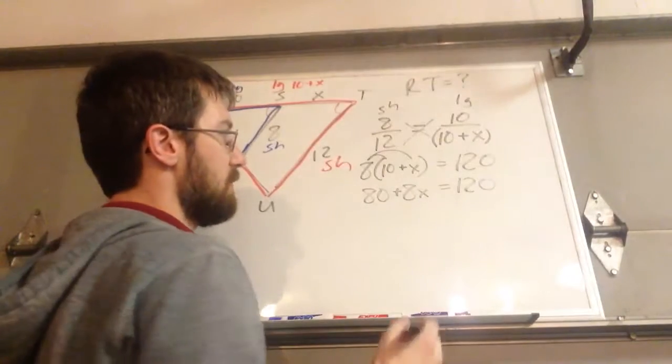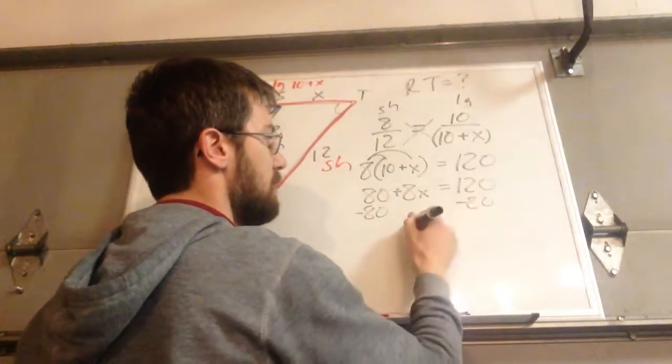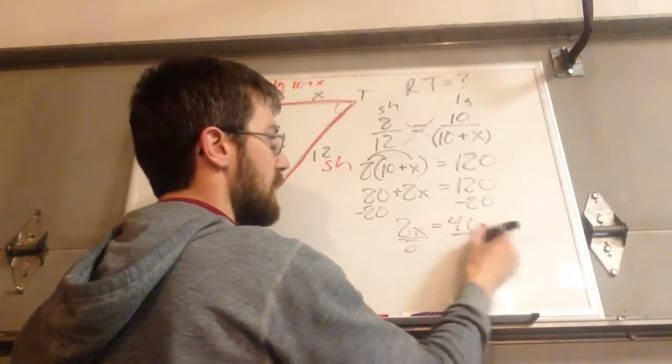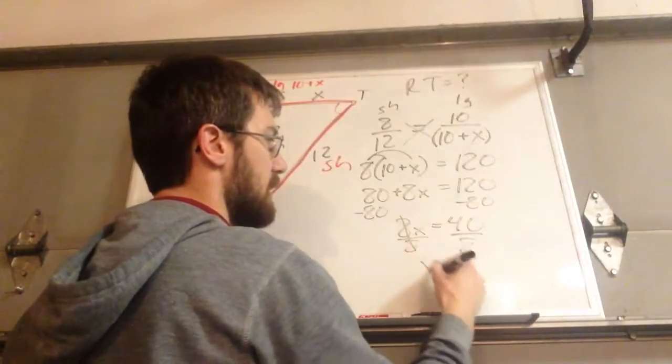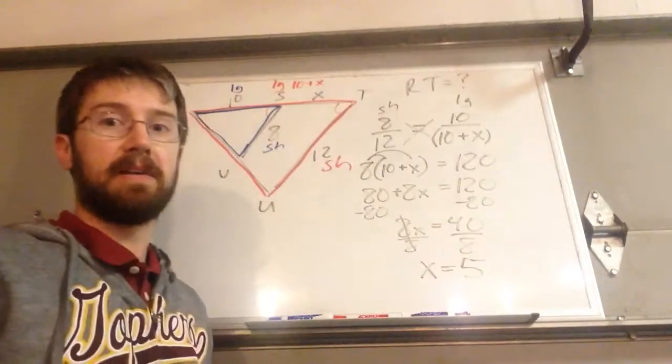And that's 80 plus 8x equals 120. And now I'm just solving for x. Subtract 80 from both sides. We get 8x equals 40. Divide by 8, and x equals 5. Now, am I done yet?